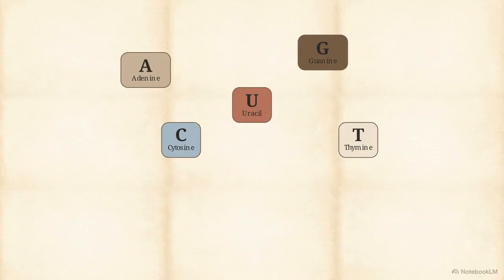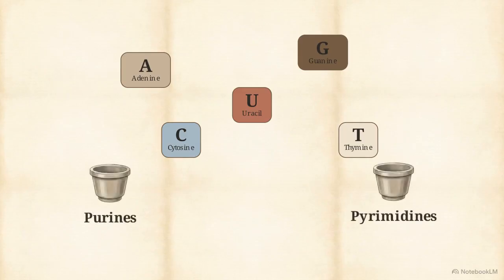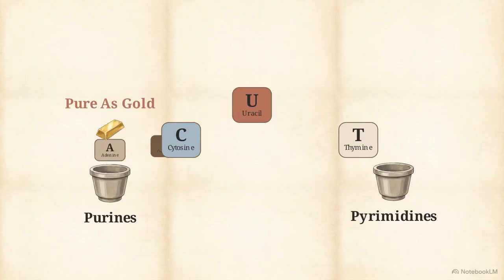Now let's look at the third piece of the nucleotide, the nitrogenous bases. These bases sort naturally into two structural families. We have the purines on the left and the pyrimidines on the right. To lock the purines into your memory, use a simple trick. Think of the phrase pure as gold. Pure stands for purines, the A is for adenine, and the G is for guanine.